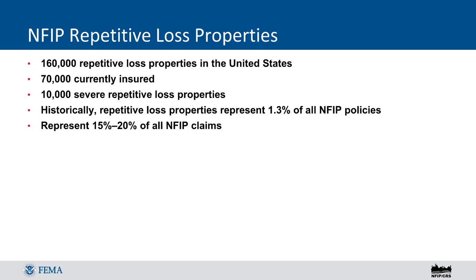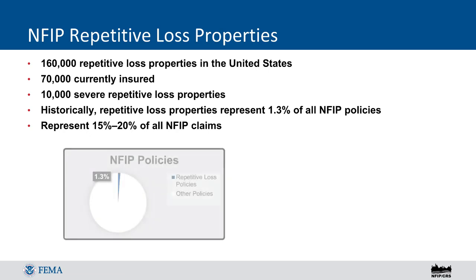Under the National Flood Insurance Program, there are currently approximately 160,000 repetitive loss properties. Approximately 70,000 of those properties are currently insured. There are about 10,000 insured severe repetitive loss properties.